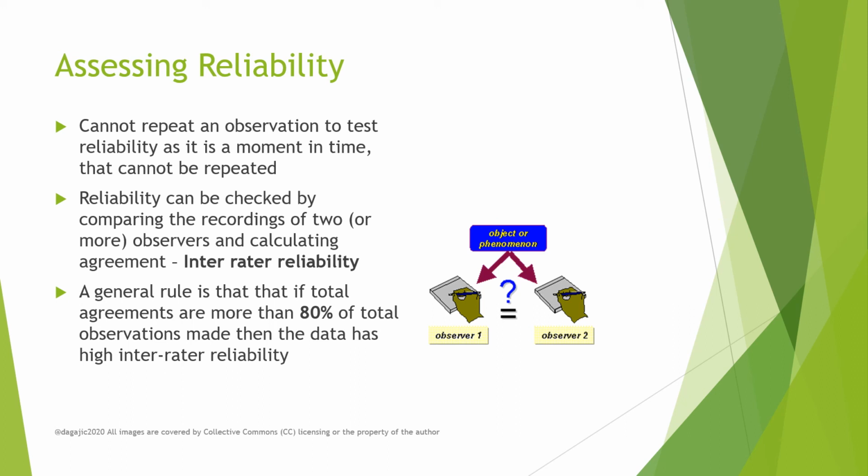So one way to assess reliability of an observation is through inter-rater reliability. So having two or more observers trained in the same way to observe the action, given the same checklist or the same instructions, and then at the end comparing their results. The general rule is that if they are in 80% or more agreement about what went on, then the data has high inter-rater reliability.